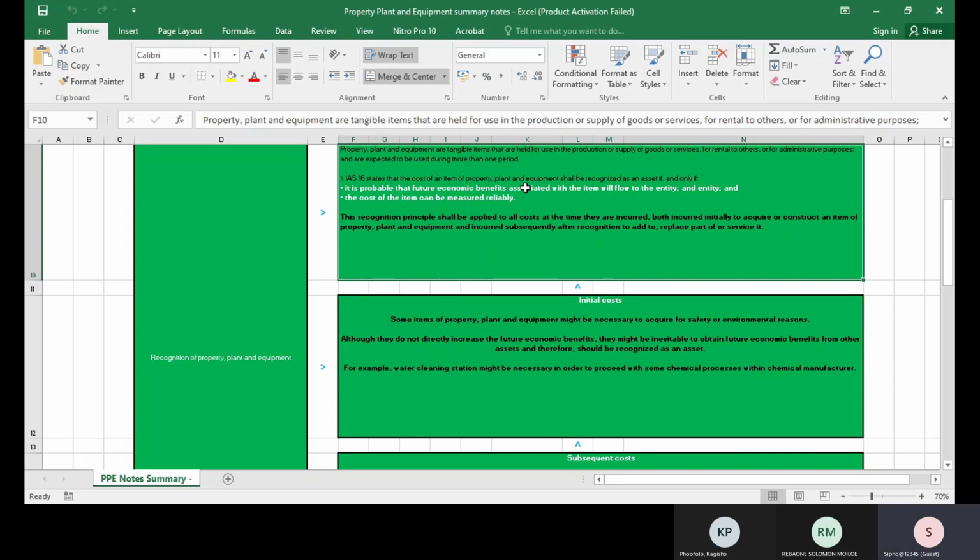So now, also, IAS 16 states that the cost of an item of property, plant, and equipment shall be recognized as an asset if and only if, right? So if we bought that plant of 1,000, we can only recognize that cost only if it is probable that future economic benefits associated with the item will flow to the entity, right? Only if it's probable. So you cannot recognize that cost if it's not probable.